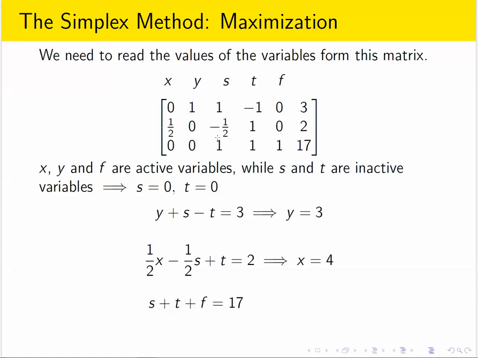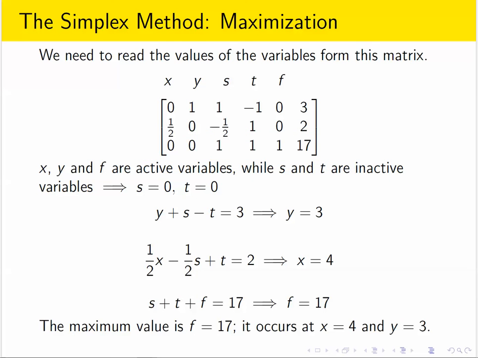And then finally, the last row of the matrix represents the equation s plus t plus f equals 17, and plugging in zeros for the inactive variables tells us f is 17. That means the maximum value we can get from this objective function is 17. And the way to get that maximum value is by plugging in values for the variables x equals 4, y equals 3.